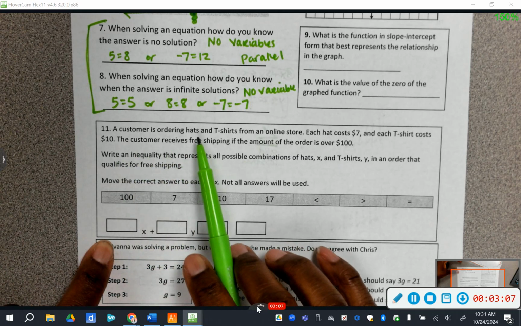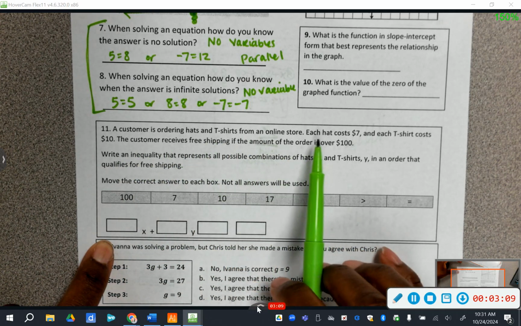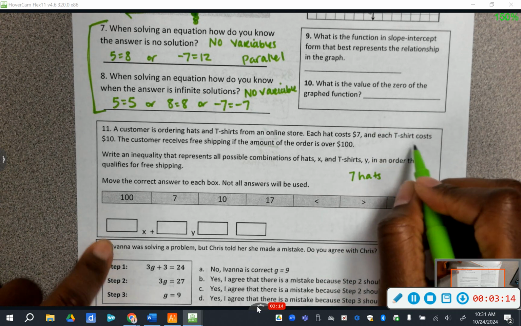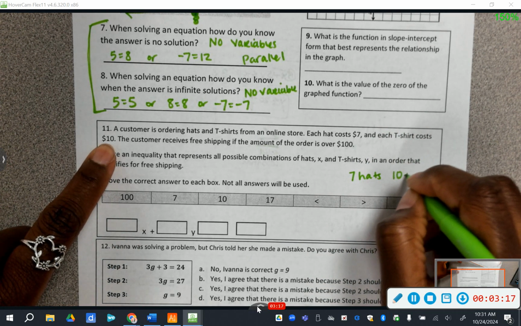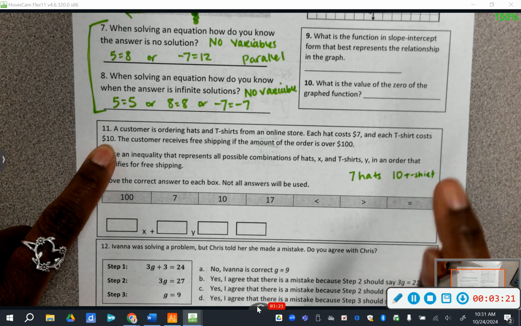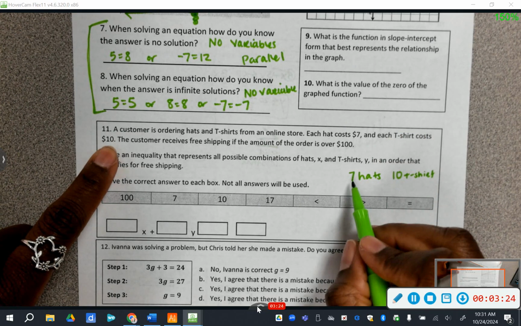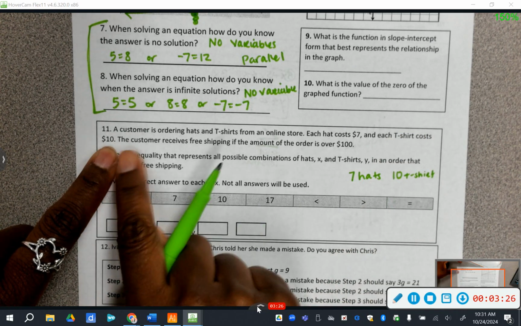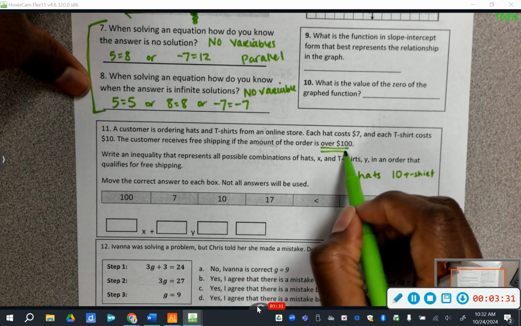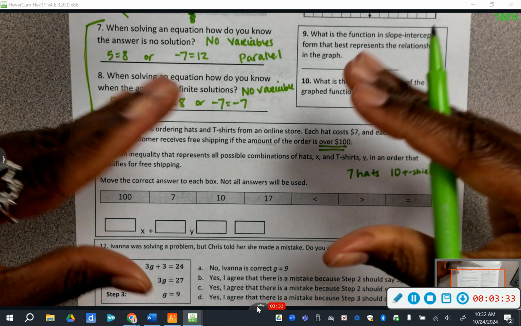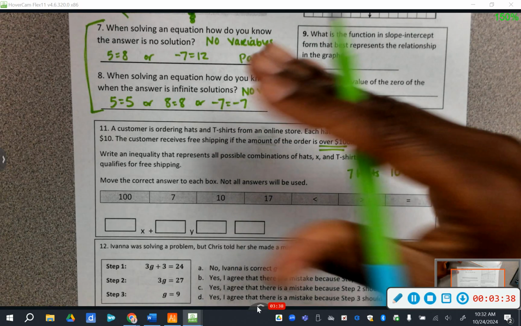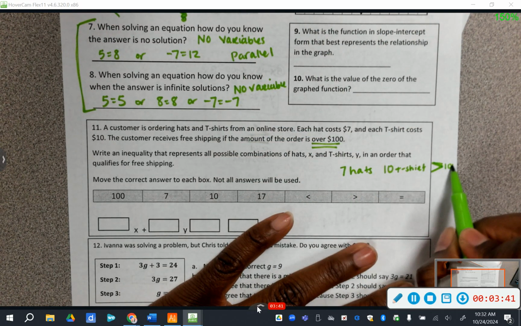A customer is ordering hats and t-shirts from an online store. Each hat costs $7. So we know it's $7 for the hats, and each t-shirt costs $10. Remember we talked about how you're going to start seeing 2 eaches. You're not just looking for 1 each, you're looking for 2 eaches. So $7 for the hats, $10 for the shirts. The customer receives free shipping if the amount of the order is over 100. You need to know which symbol means we're going over 100. Is it less than or greater than? It will be greater than 100.